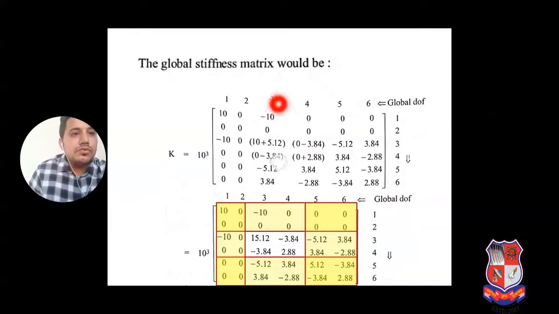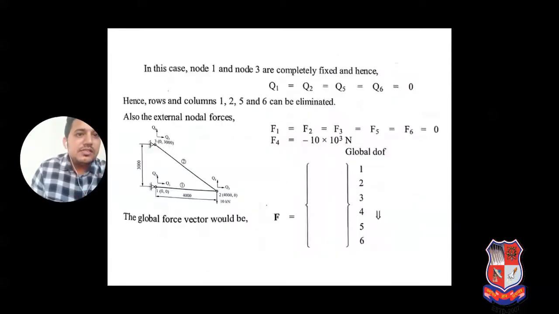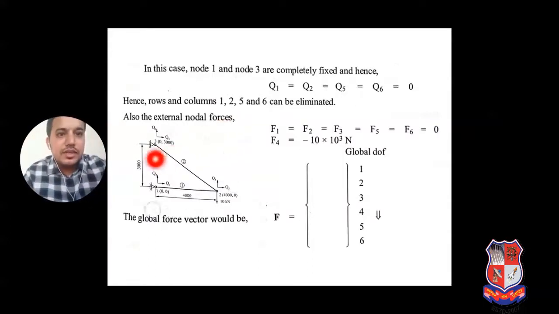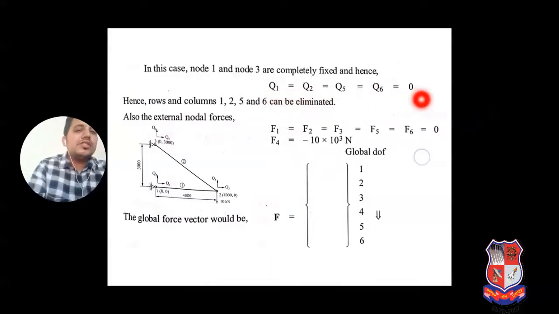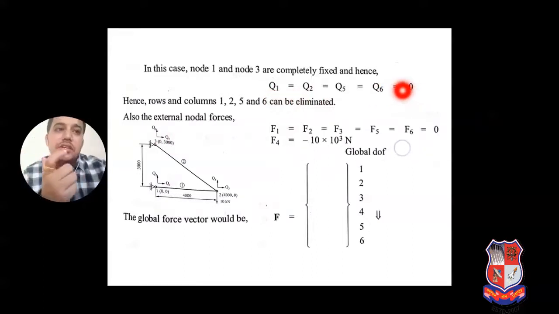This is the common component 3 3, that's why 10 plus 5 plus 12. So these are the summation parts. Let's go ahead. As we learned in this case, node number 1 and node number 3 are completely fixed. Both are fixed. So Q1, Q2 and Q5, Q6 we are considering as 0. Obviously it will be the fixed part, that's why there is no motion.